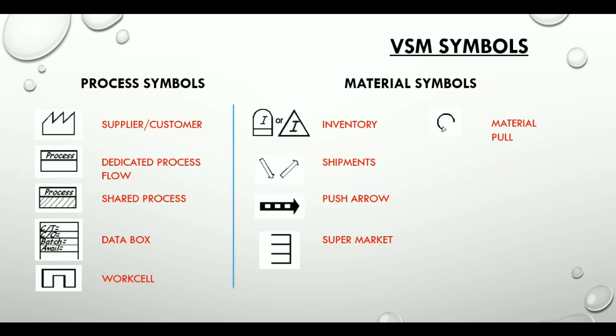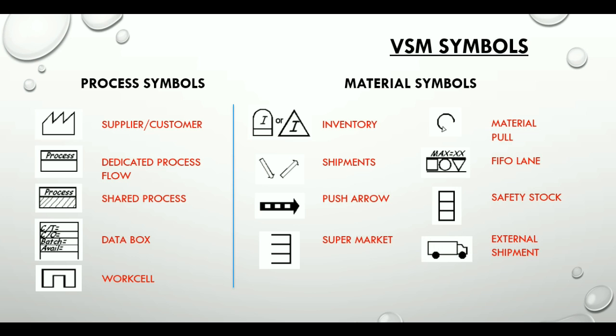The next one is a FIFO lane icon. FIFO, as we know, first in, first out inventory. We can use this icon when processes are connected with a FIFO system that limits the input. Next, a safety stock icon, which represents an inventory hedge against problems such as downtime to protect the system against sudden fluctuations in customer orders or system failures. External shipment icon. These are shipments from suppliers or to customers using external transport.